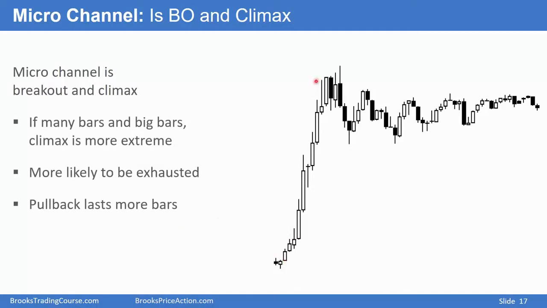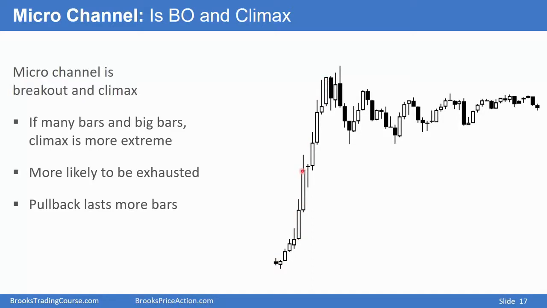Here we have a lot of bars in the micro channel, and a lot of the bars are very big, closing on their highs, with not much overlap between the bars. Is this more likely to be an exhaustive end of a bull trend, or is it more likely to be a breakout that leads to a measured move? If you have a lot of bars and big bars, the buy climax is more extreme. Remember, every bull trend bar is a breakout. Every bull trend bar is a climax. Every series of bull trend bars is a breakout. Every series of bull trend bars is a climax.